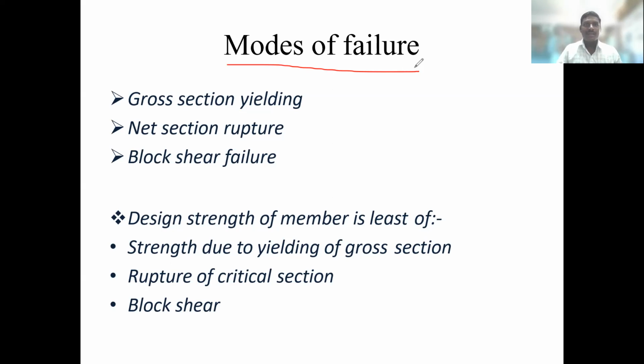Yes, sir. And for that we have calculated the strength. How much strength can it carry in the shear? How much strength can it carry in the bearing? How much strength can it carry in the tensile?